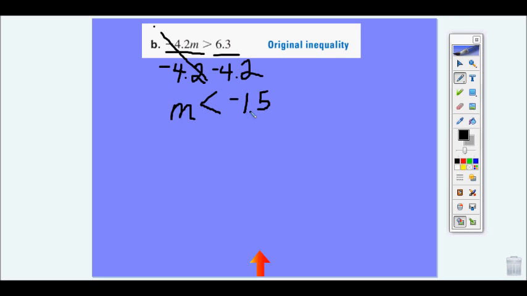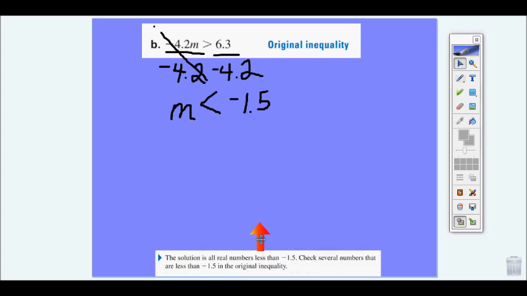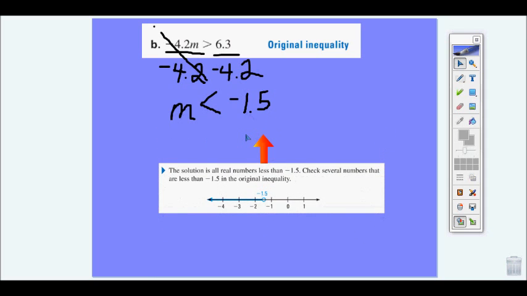Again, a reminder, it's a less than symbol, so it's going to be an open point, and our variable is written first, so it's going to be shaded to the left because it is representing numbers that are less than negative 1.5. And that actually concludes 6.1.